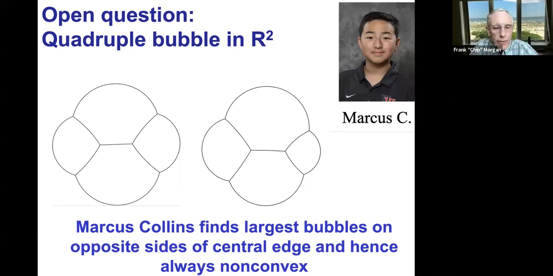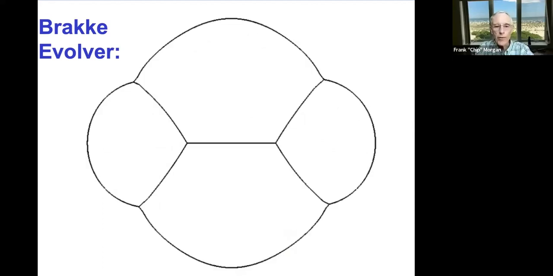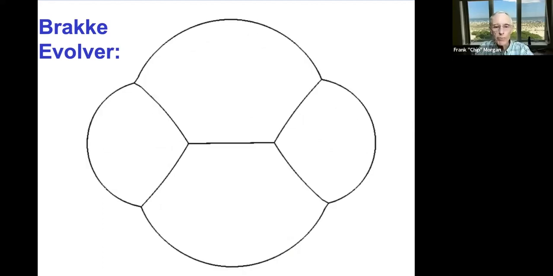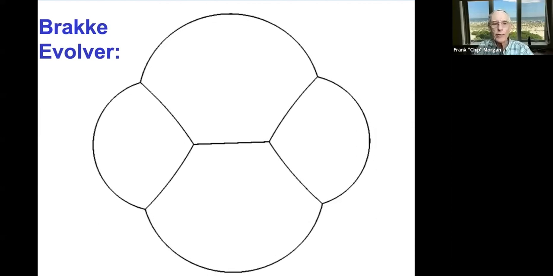And the way he studied this was using computations on Brakke's Evolver. So he would put in some rough polygonal shape and then just let the evolver try to improve it. And you wait and you watch, and the evolver keeps it moving until it's happy and thinks it's in the best possible configuration.